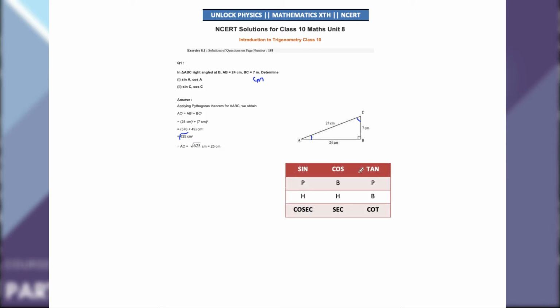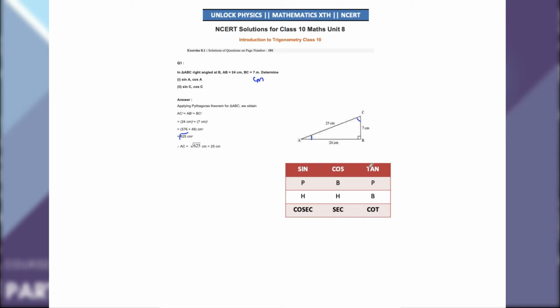So while solving the questions for trigonometry, it is important for us to keep in mind the trigonometric ratio table. So this table which you can see on your screen is a trigonometric ratio table, which would be referred to as TR table in the coming videos. So TR table is very important. Now what does this trigonometric ratio table tell us?